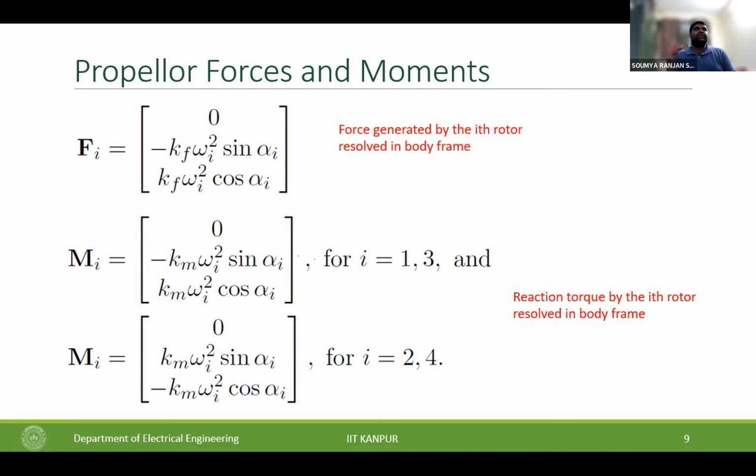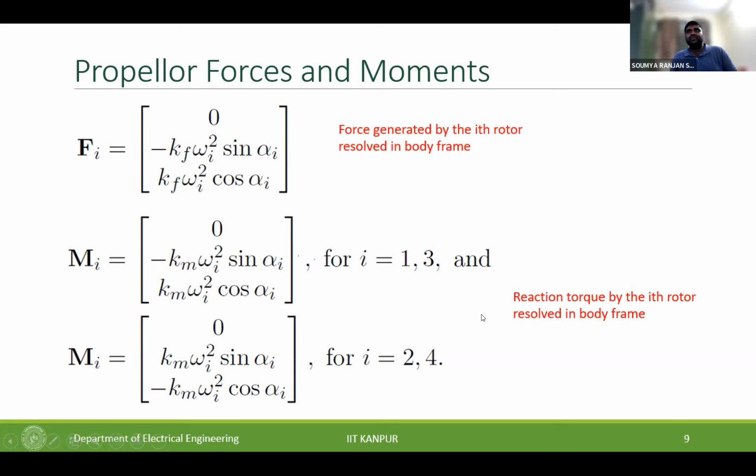Okay, so one component is along the... so there is no component along the x-axis, and then there are components along the y and the z-axis. So these components, the second components, are usually responsible for the yaw and the motion in X and Y.